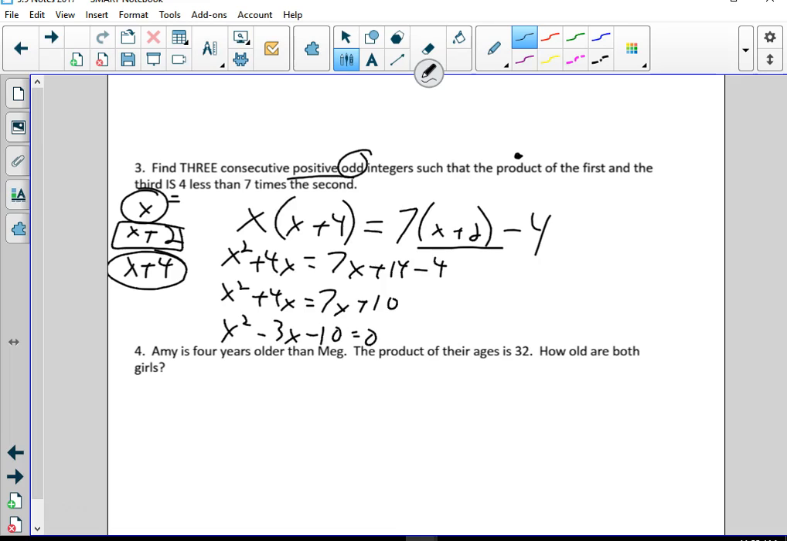So now I got to guess and check. I need 2 numbers that multiply to give me 10 that differ by 2.